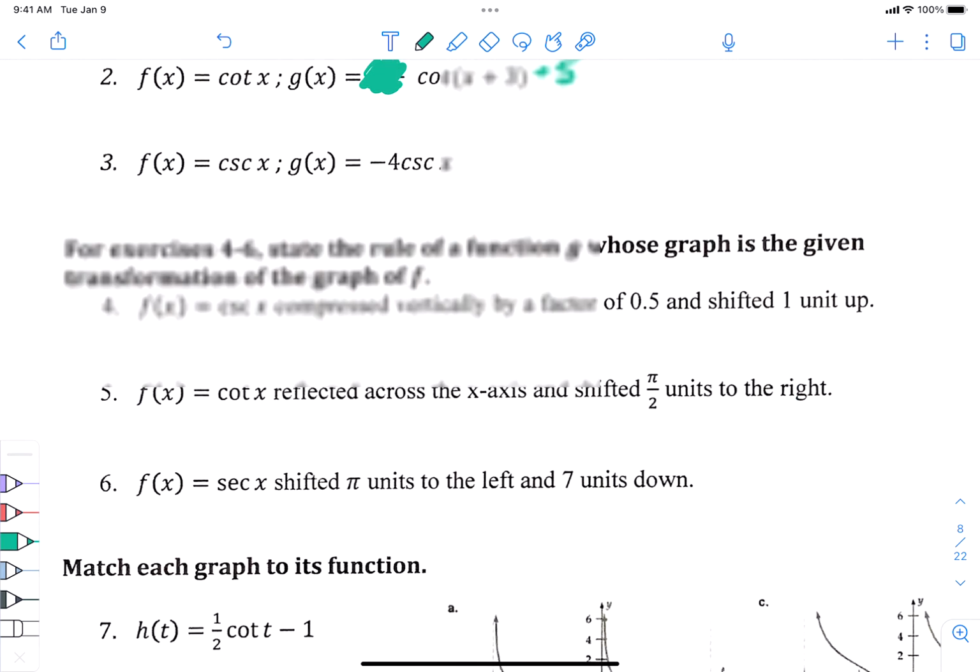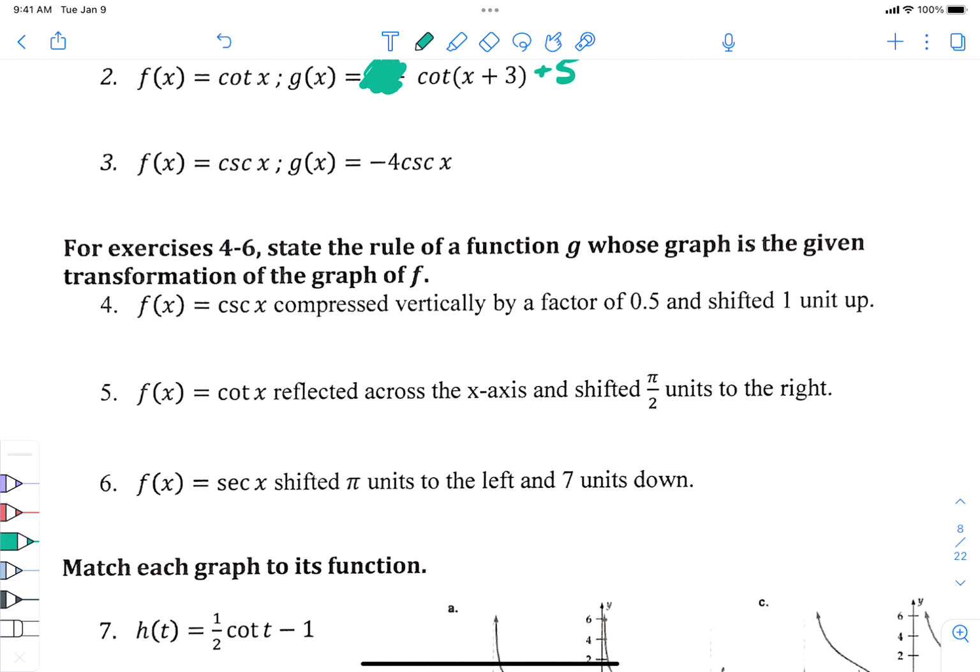All right. 4, 5, 6, you're doing the opposite. It's on the inside. A horizontal compression, we won't do any horizontal compressions yet. So it's vertically compressed. You don't flip it on vertical. That's half. So 4, 5, 6 are the exact opposite.